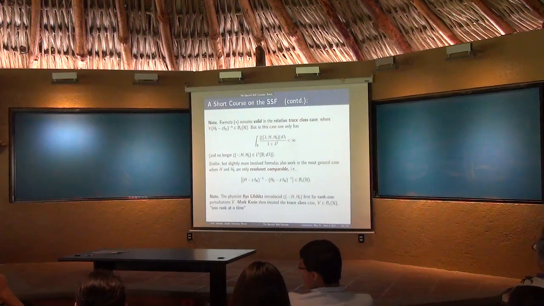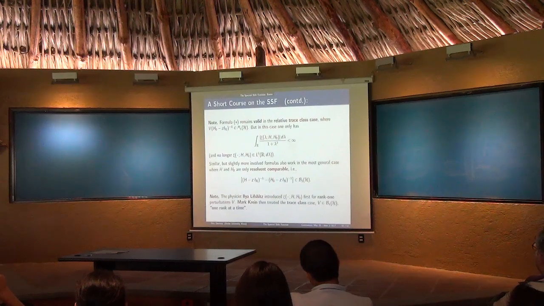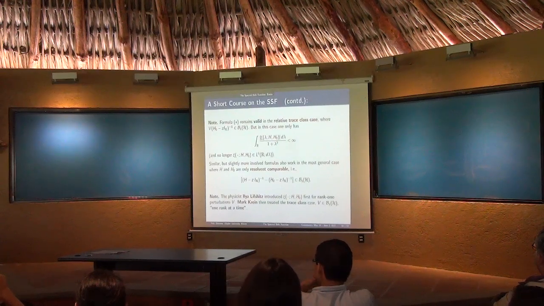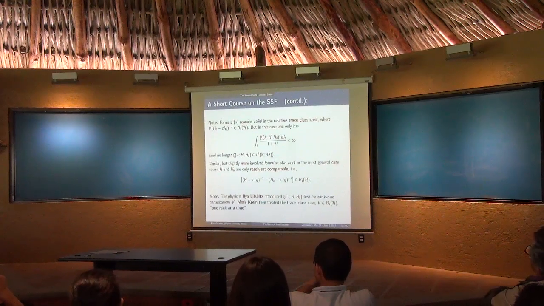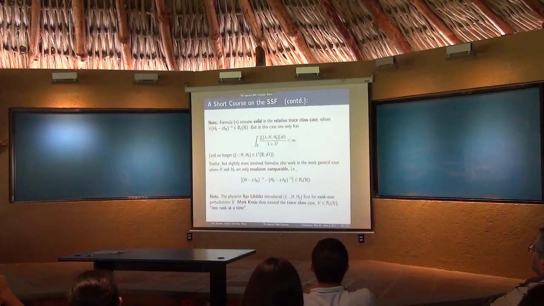Okay, so this formula applies to the second case that we discussed, where V times the resolvent is in the trace class. So this applies already to one-dimensional Schrodinger type operators, as long as the potential has a finite first moment. Now, in this case, you can no longer say that Xi is L1, but this is finite. You see, you weigh a little, so it's a weighted L1 property that is satisfied.